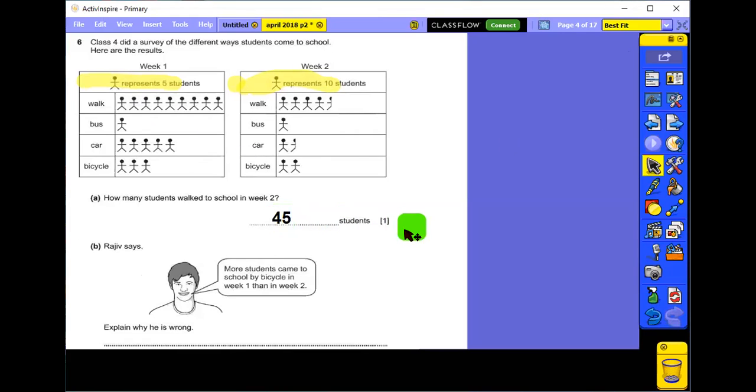Cool down. Yes, it's 45. Very good. Here I will ask you a question, and this is the important part for me. Who said 46, wrong? It's 45, yeah.